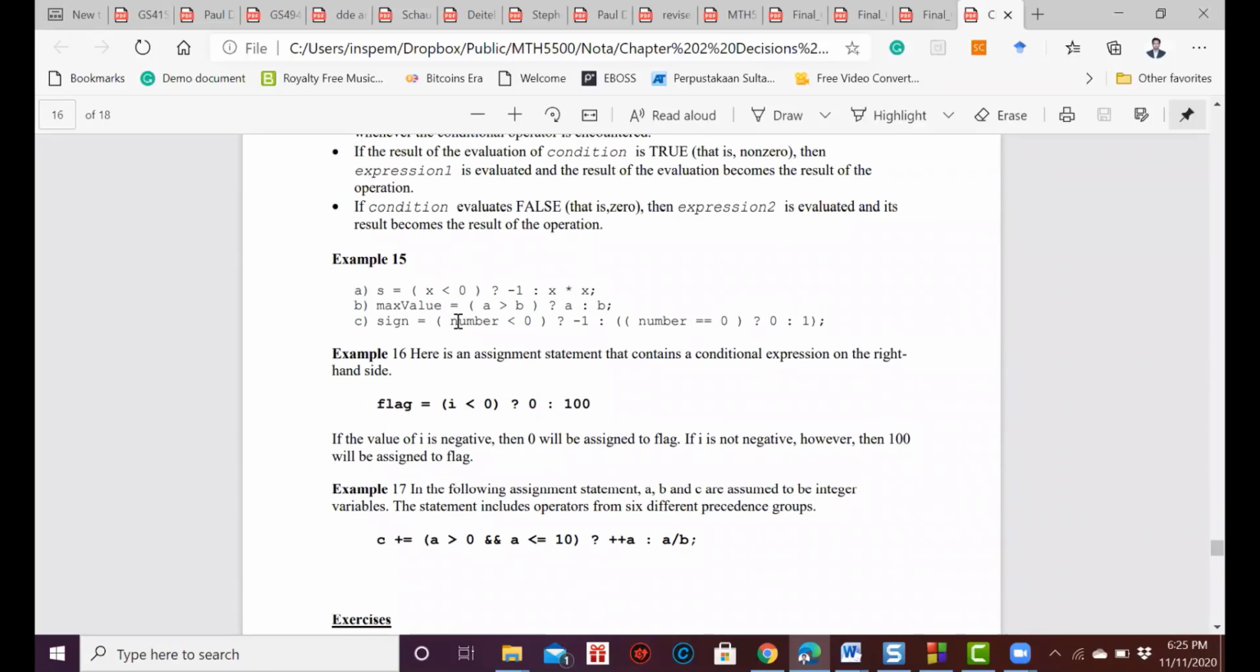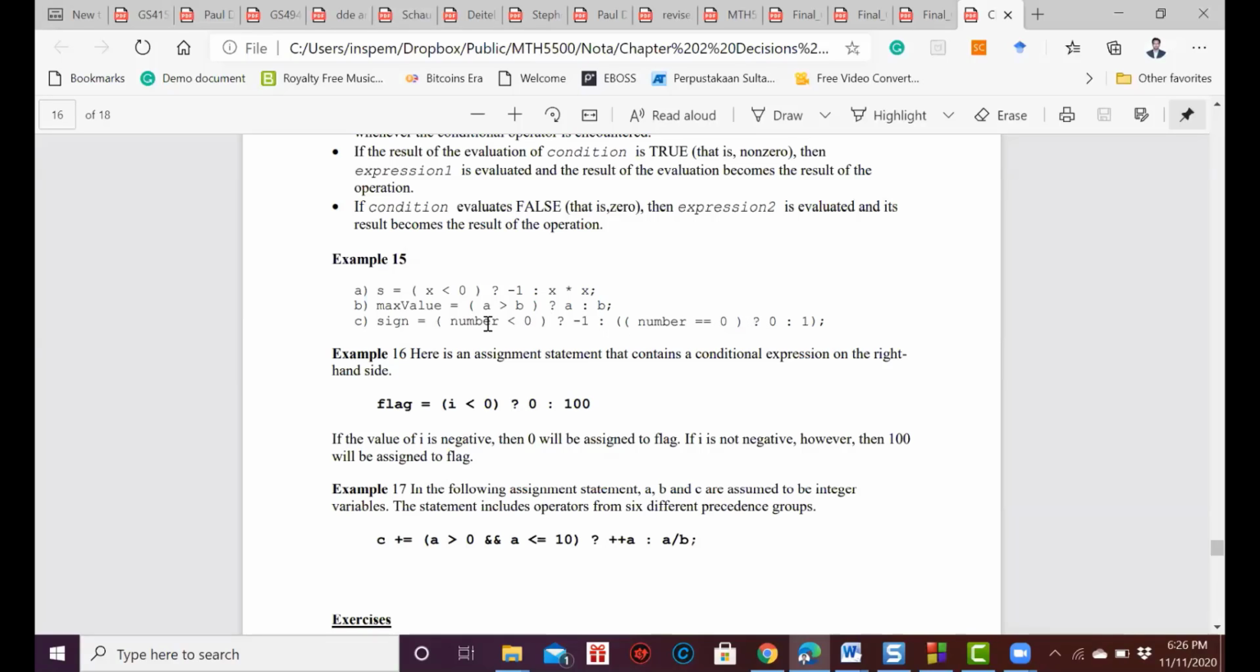Now, second look here: max value equals this expression, question mark. If this one is true, then the max value is A, otherwise the max value is B. Okay, sign: number less than 0? If yes, then -1. If wrong, then go to this block. This one is number equal to 0. If this one is wrong, then we check this condition.